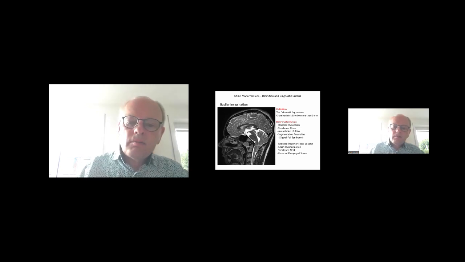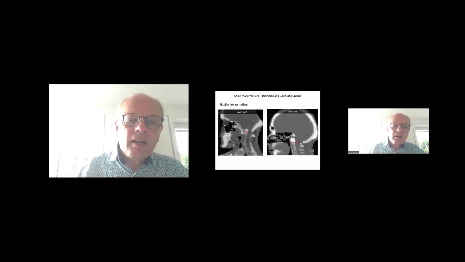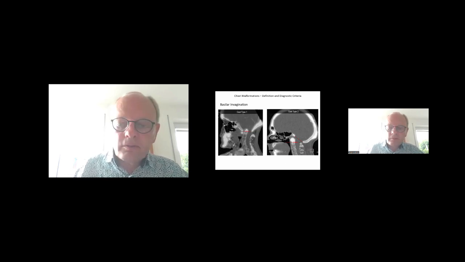They are all associated with reduced posterior fossa volume, so Chiari 1 is a very common association with basilar invagination. There are two types according to Goel, depending on the presence or absence of a C1-C2 dislocation. Here you can see the two types: one with the atlantoaxial dislocation where the odontoid is entering the posterior fossa, and type 2 where the odontoid peg stays below the foramen magnum line but still crosses Chamberlain's line, as nicely seen here.